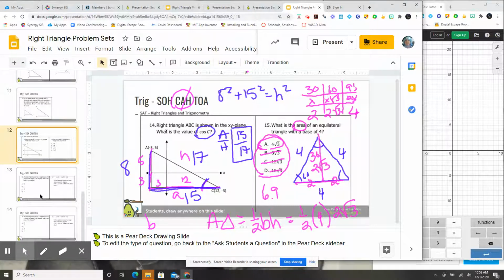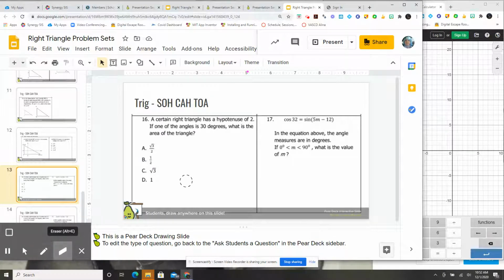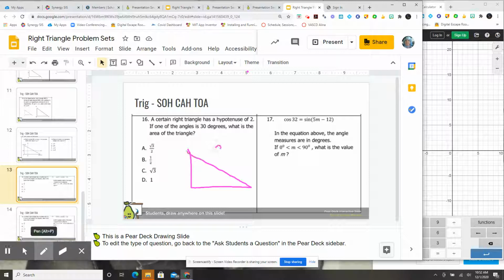I think we've got 2 more questions. A certain triangle has a hypotenuse of 2, so we're going to draw our triangle. If one of the angles is 30 degrees, then the other must be 60 degrees because we know it's right. That means the hypotenuse is 2 and the short side should be 1. What is the area of the triangle?